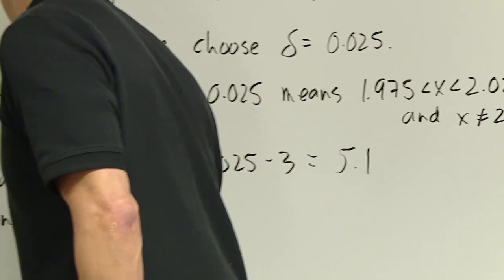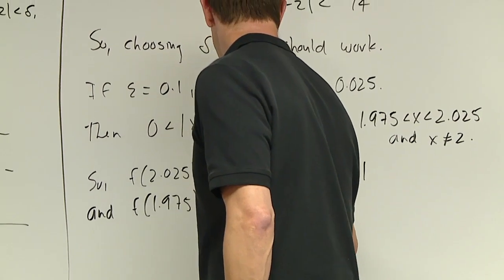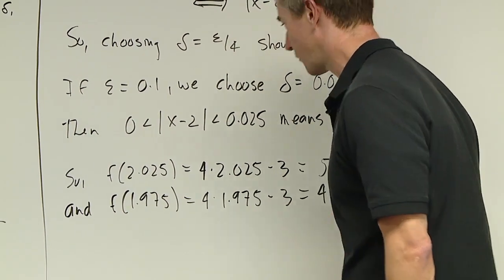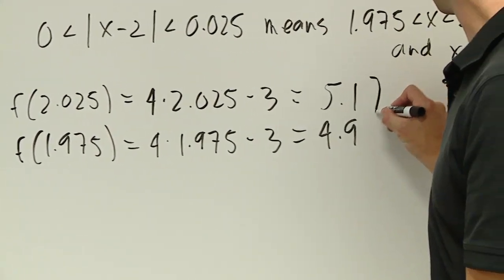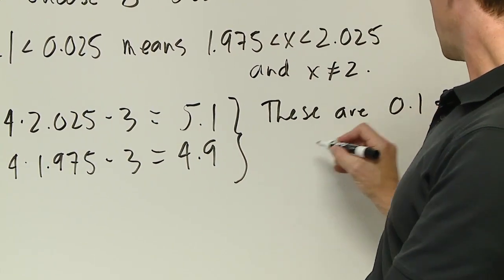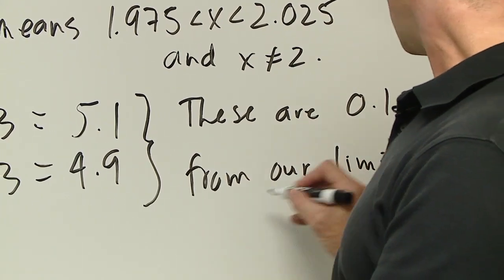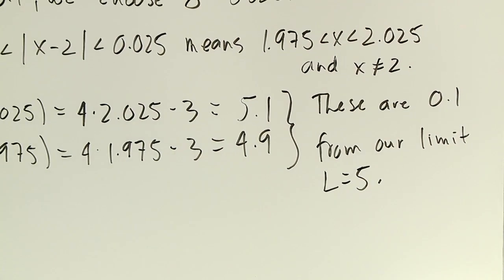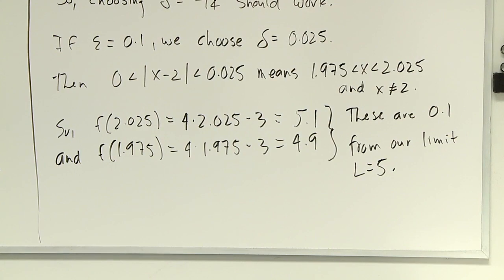And when you check the other endpoint, f of 1.975, you get 4 times that minus 3. And no great surprise, that's 4.9. And each of these is exactly 0.1 from our limit L equals 5. Meaning we hit the corners perfectly in this example. And that's, again, because this is actually a linear function.